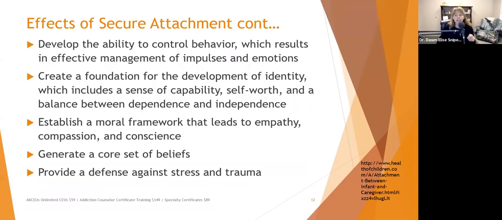create a foundation for the development of identity, which includes a sense of capability, self-worth, and a balance between dependence and independence. Attachment means recognizing that we can't do it all on our own. We do rely on other people for emotional support, for connection, for help getting something off the top shelf if you're short like me, whatever it is. We feel good about ourselves for the skills and tools that we have, but we don't feel bad about ourselves because we're not perfect at everything. We accept the fact that we've got strengths, other people have strengths, and we can synergize and use those strengths, as Covey would say, in order to help us both succeed.